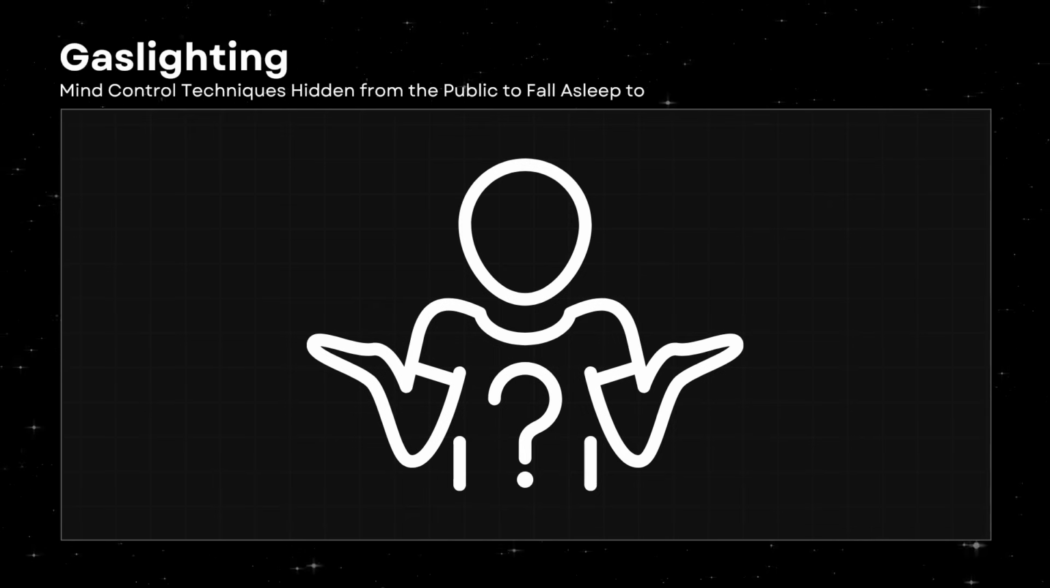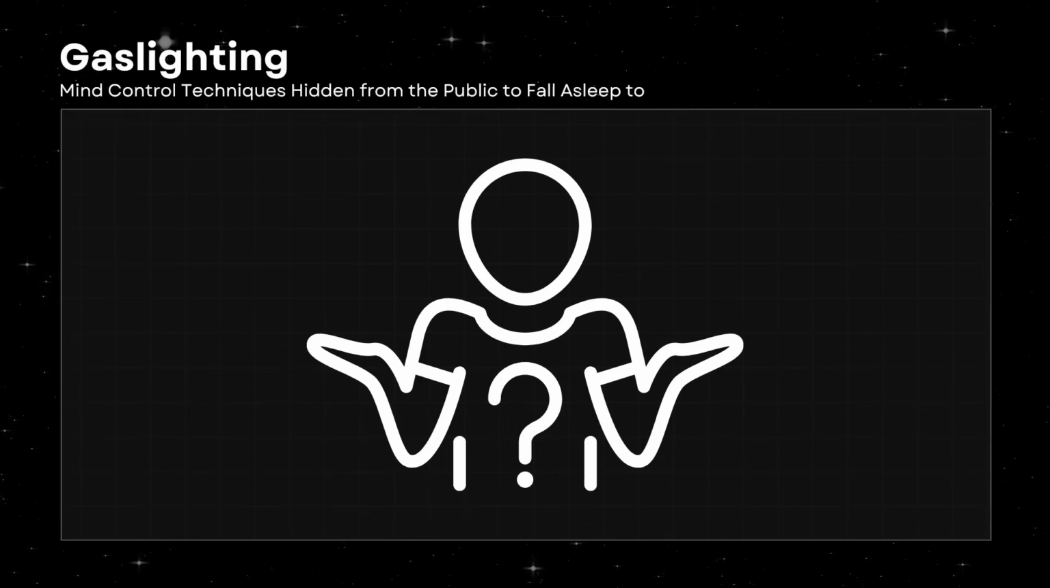Gaslighting often includes projection. The person doing it accuses the target of what they themselves are doing. If the gaslighter lies, they may say, "You're the one who always lies." If they act out, they say, "You're unstable." The target, caught in defense mode, misses the reversal. They try to prove themselves right instead of calling out the tactic.